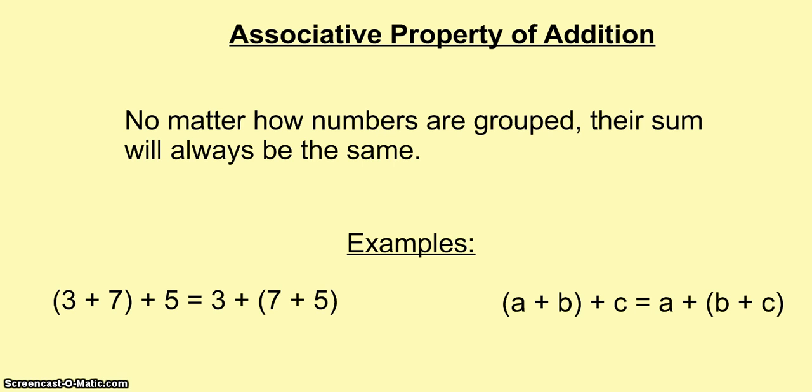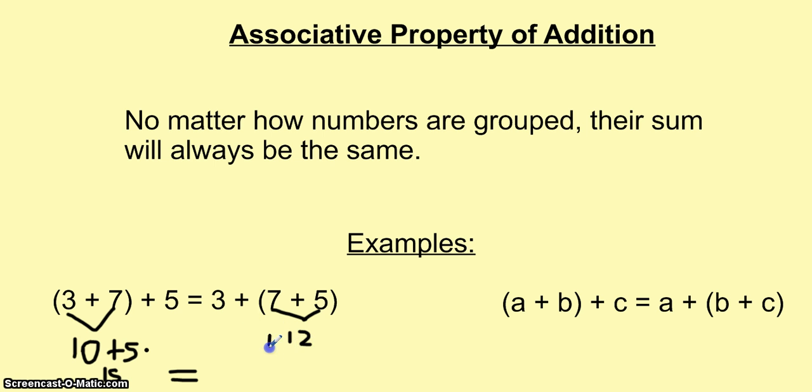So in the case of these numbers, of course I would start with the parentheses first in order of operations, and I would do 3 plus 7, which is 10, plus 5, which is 15. Okay? And then on the other side of the equal sign, on the right side, I would do 7 plus 5, which is 12.